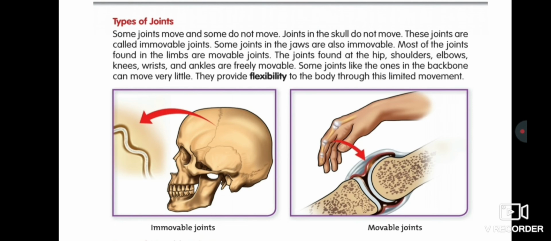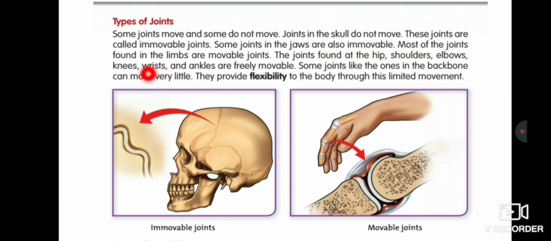So now, types of joint. Some joints move and some joints do not move. Joints in a skull do not move. These joints are called immovable joints. Some joints in the jaw are also immovable.